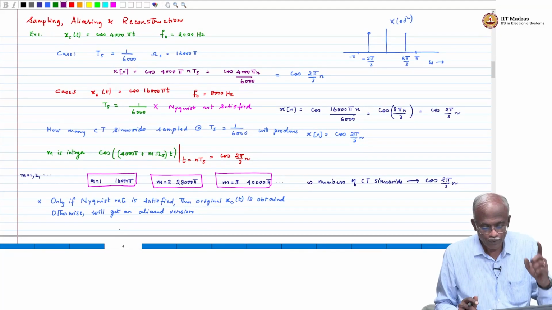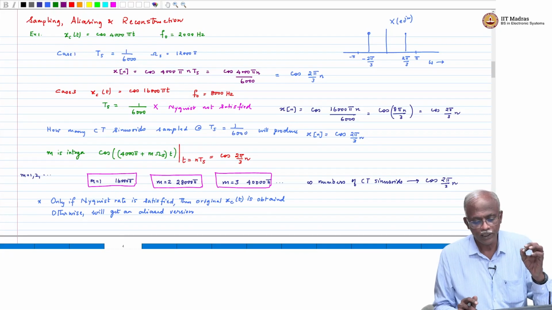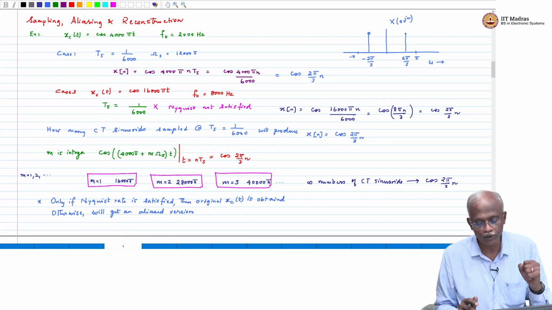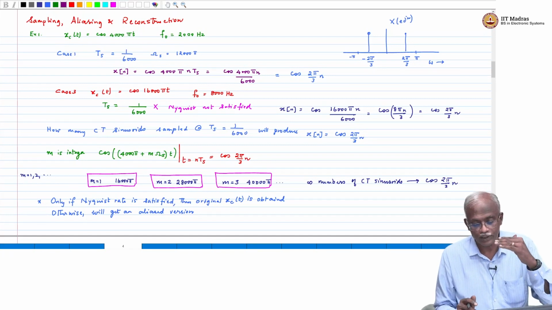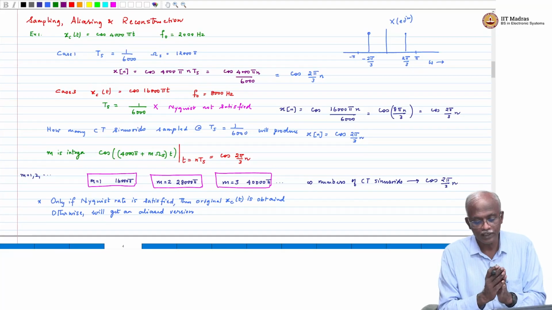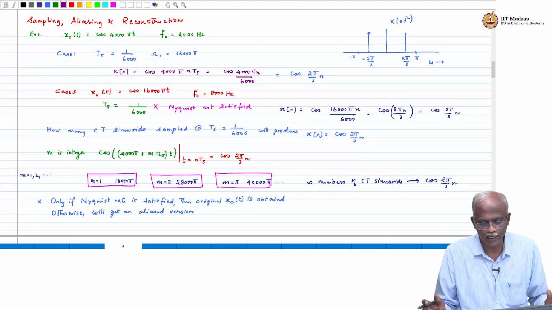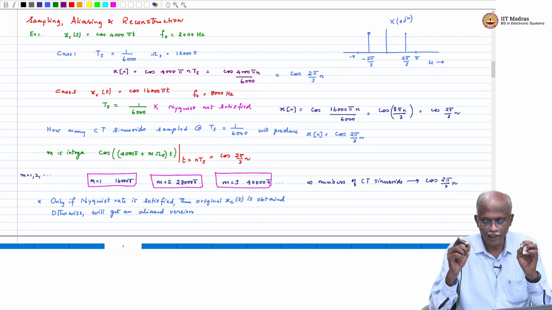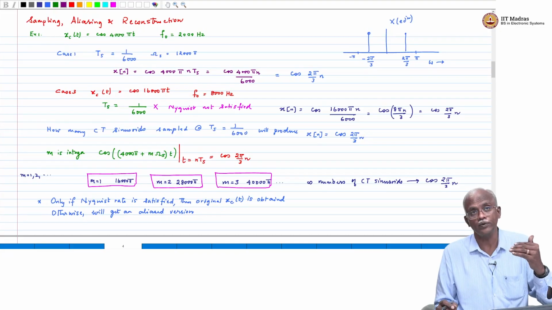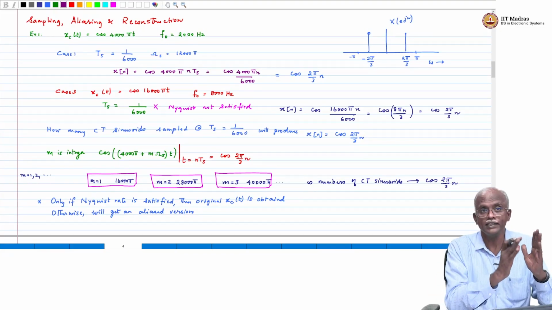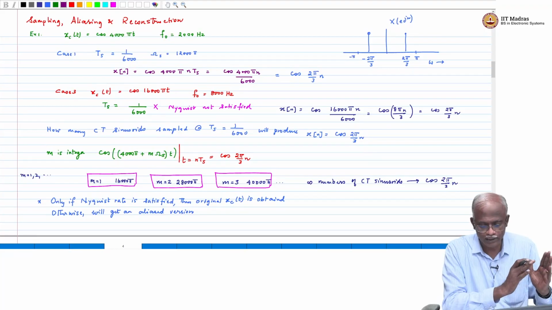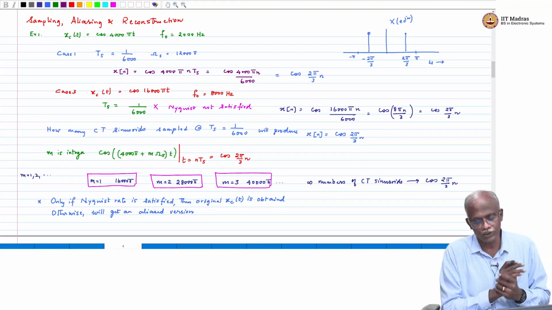Now, moving on. We looked at a particular example where we took a sinusoidal function cosine 4000 pi t and we looked at multiple cases where we were sampling with different sampling periods. In one case, we were sampling it with Nyquist criterion. In another case, we were sampling it not satisfying Nyquist criterion. So, basically the important thing to note is that when we don't satisfy Nyquist, then what we find is that you will get a reconstructed signal which is not the same as the original signal.